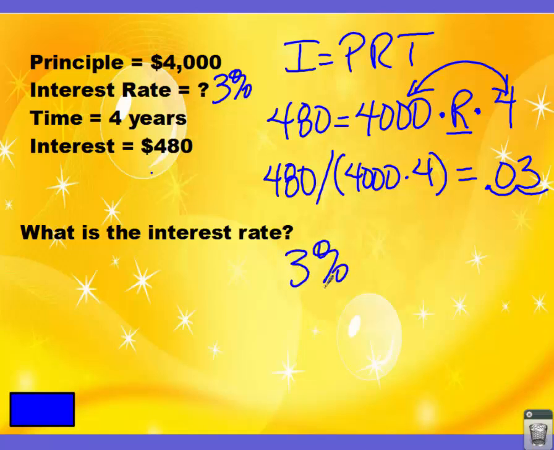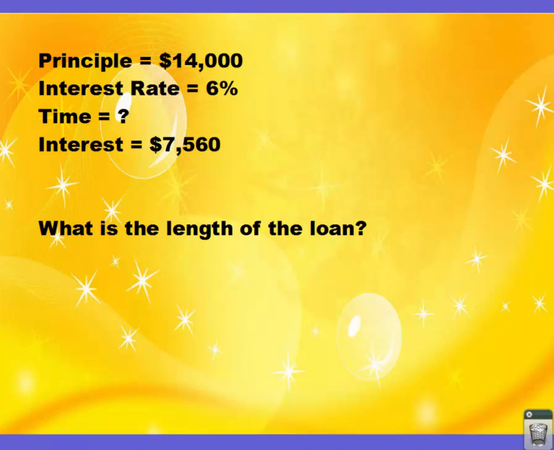Let's see if you can try one of these on your own. In this question, we know the principal is $14,000. We know the interest rate is 6%. We don't know our time, and we know the interest is $7,560. So pause the video and answer this question.